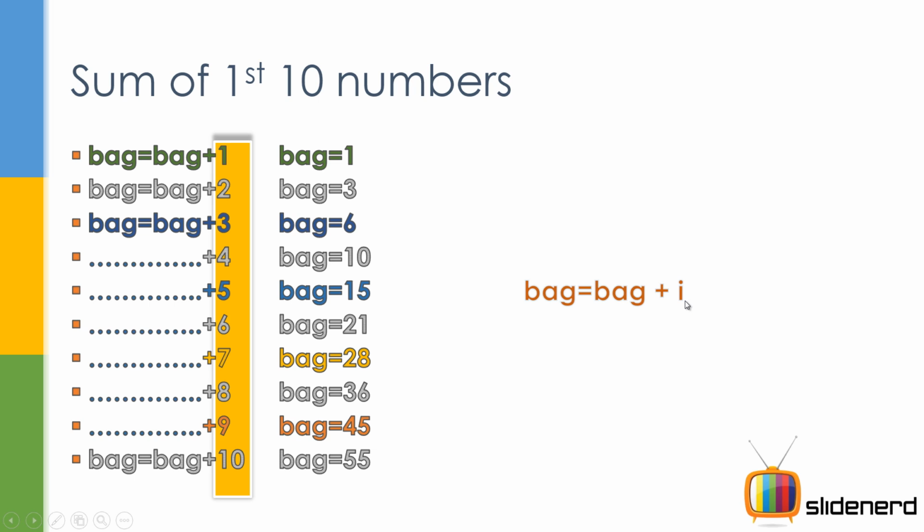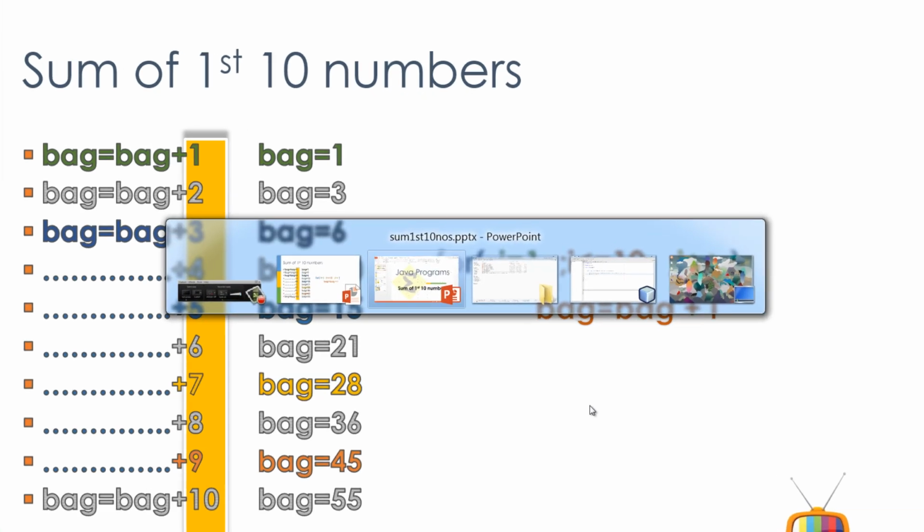This is exactly a loop where your i starts at 1. It stops at 10 and it increases by 1 at each instant. Let's take a look. i starts at 1, it increases by 1, 2, it increases by 1, 3, 1, 4, 1, 5, 1, 6. Ultimately, it stops at 10, right? It doesn't go beyond this. So you simply say for and you say bag is bag plus i to calculate the sum of the first 10 numbers. So now that we have seen this, let's go to NetBeans and get this baby up and running.